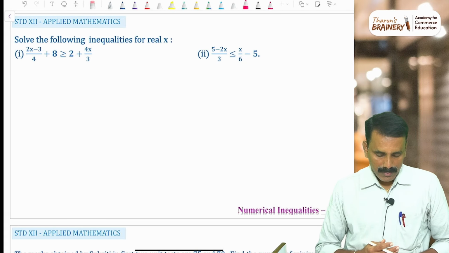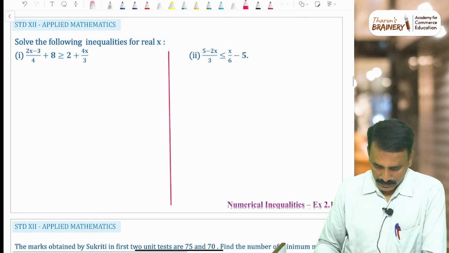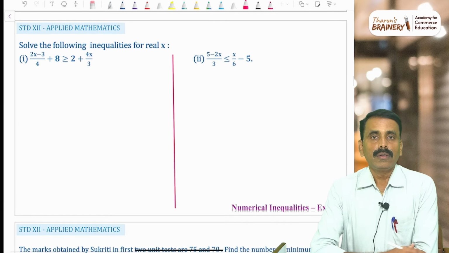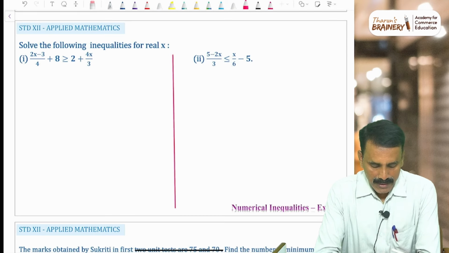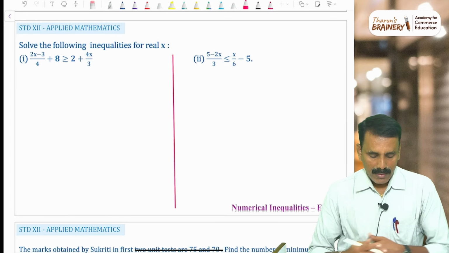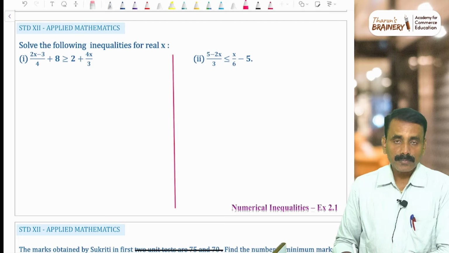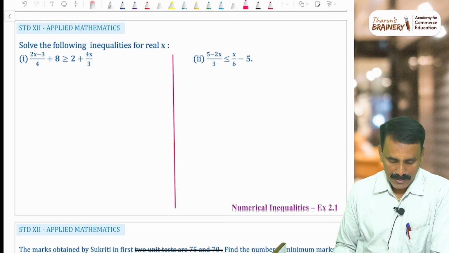Again we have a problem. Now how to solve this expression? 2x minus 3 by 4 plus 8 greater than or equal to 2 plus 4x minus 4x by 3. How to simplify this expression?